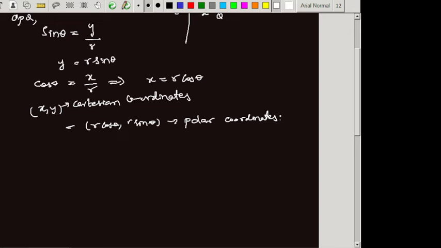dy/dx can be written as (dy/dθ) divided by (dx/dθ). Here dy/dθ is nothing but r cos θ plus (dr/dθ) sin θ, divided by minus r sin θ plus (dr/dθ) cos θ. Here we must refer to equation number 1. So we have the numerator in the form of tan θ. See that here we have tan θ.